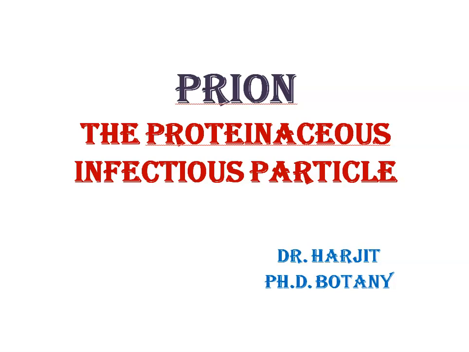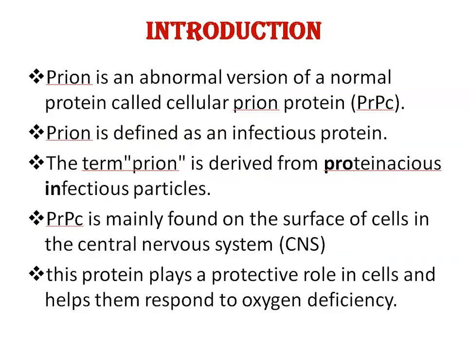Today we will discuss prion, the proteinaceous infectious particles. Prion is an abnormal version, or in other words, a disease-causing form of a normal protein called the cellular prion protein. In simple terms, prion is defined as an infectious protein, and the term prion is derived from proteinaceous infectious particles.